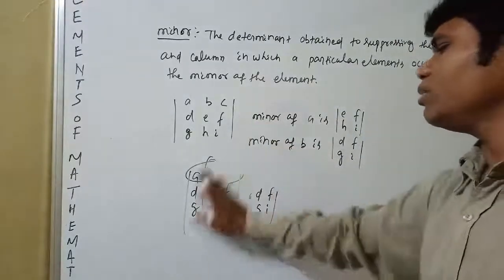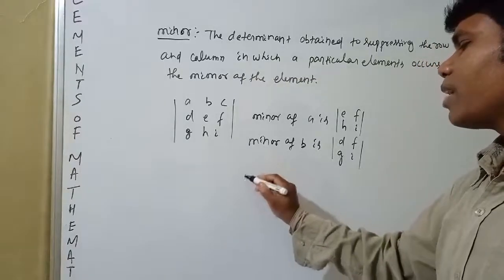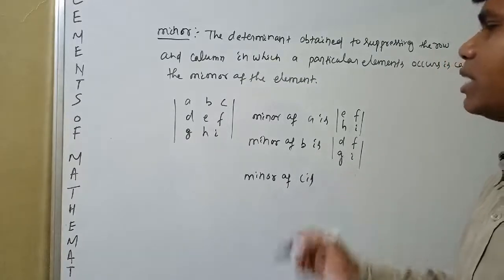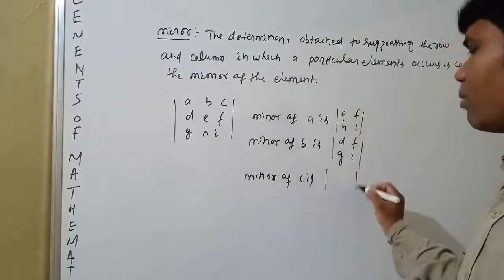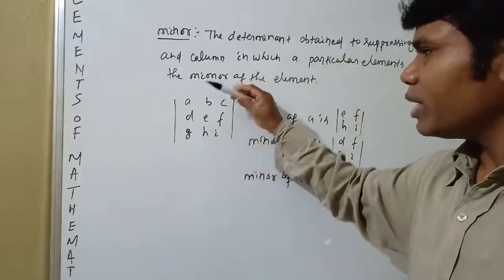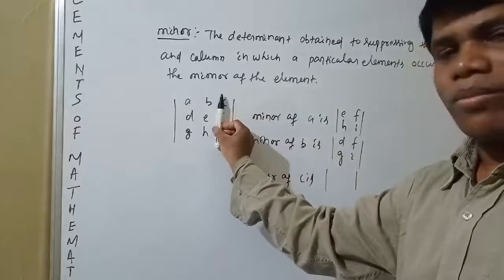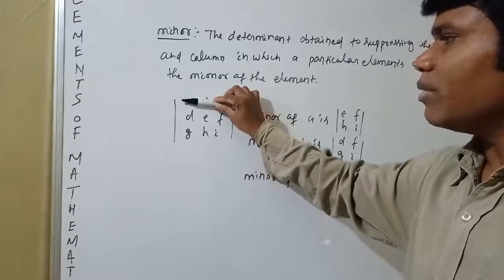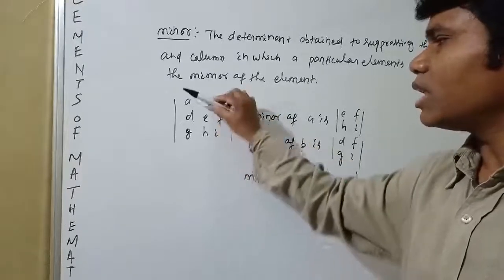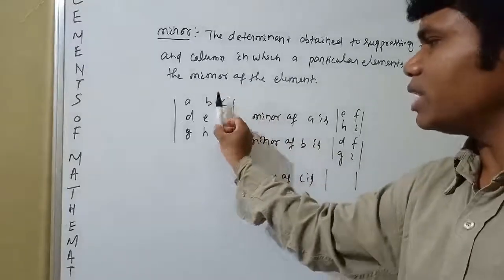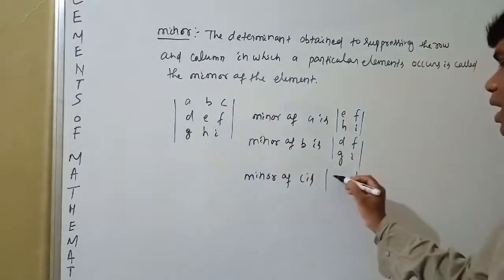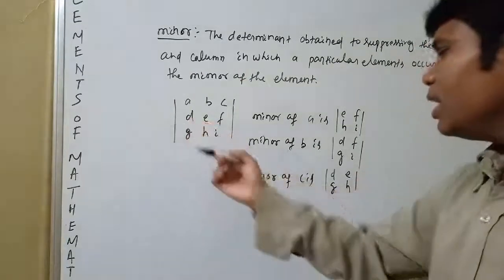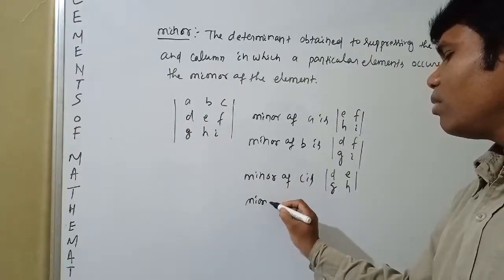Similarly, the minor of C is the determinant of what? This is the element C. We suppress the row and column it is linked with. The rest of the elements are D, E, G, H.